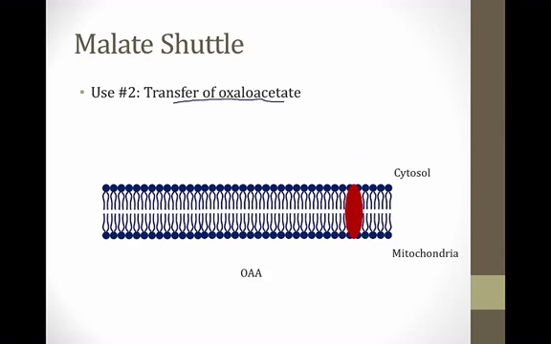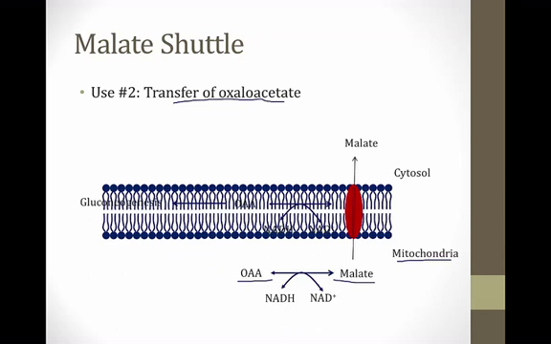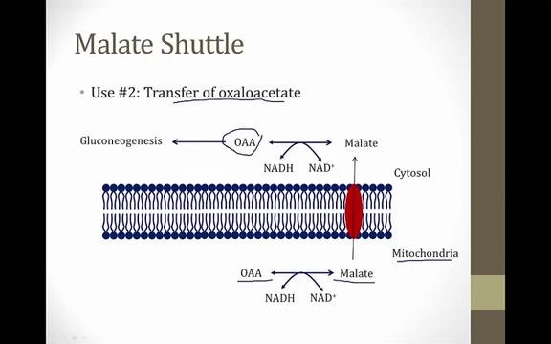The second use of the malate shuttle is the transfer of oxaloacetate out of the mitochondria for participation in gluconeogenesis. So to understand this, let's imagine that we have a molecule of oxaloacetate. It's inside the mitochondria and it wants to get out so it can participate in gluconeogenesis. How is it going to do that? Well, first we'll convert it to a molecule of malate using that reversible reaction of the TCA cycle. The malate can then cross into the cytosol, and then the reaction can be reversed in the cytosol, and now we have oxaloacetate outside of the mitochondria for participation in gluconeogenesis.